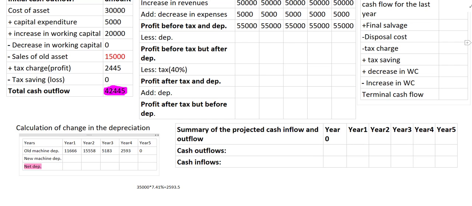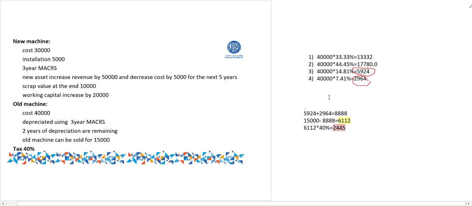Now let us calculate the remaining depreciation of the old machine, as I have calculated here. See, the old machine was under the maker, and that was for 4 years. Year 1, this is depreciation. Year 2, this is depreciation. Year 3 and year 4. So 2 years of depreciation are remaining. It means year 3 and year 4 are remaining.